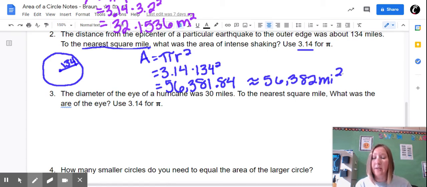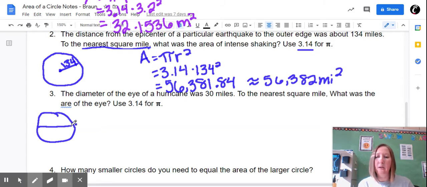Okay, so let's take a look at practice number 3. The diameter of the eye of a hurricane was 30 miles. To the nearest square mile, what was the area of the eye? All right, so we are going to draw a picture again. I'm going to draw my circle as best I can on here. And they told us that the diameter of the eye of the hurricane, so that means all the way across my circle, is going to be 30.